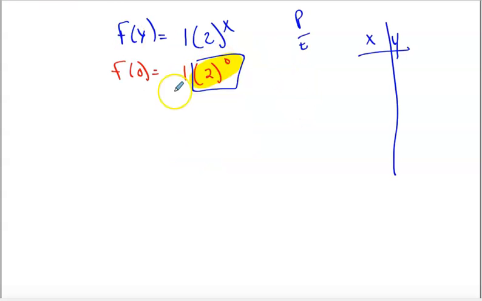Okay, so come back to this one. So that means I have 1 times, now what is 2 to the 0 power? And we just said 2 to the 0 power is 1, and 1 times 1 is 1, which is why when x is 0, y is 1.